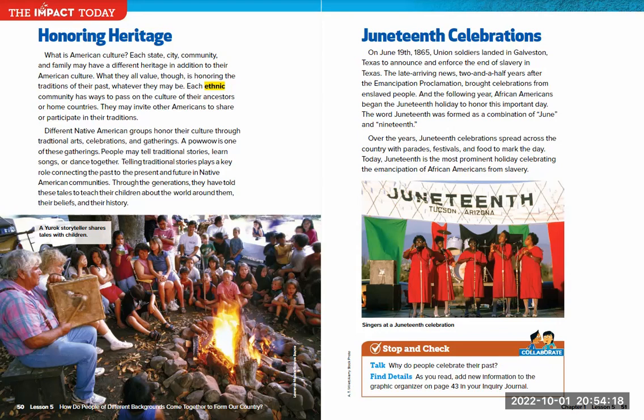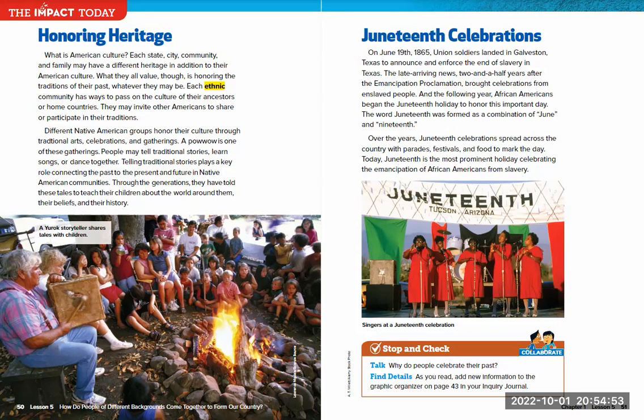We're going to start page 51 with Juneteenth celebrations and why they're important. On June 19, 1865, Union soldiers landed in Galveston, Texas to announce and enforce the end of slavery in Texas. The late arriving news, 2.5 years after the Emancipation Proclamation, brought celebrations from enslaved people. And the following year, African Americans began the Juneteenth holiday to honor this important day.